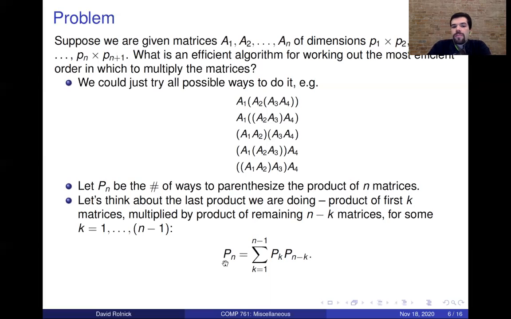How big is this roughly? How big is P_n? Is it linear, cubic, exponential? What do people think?